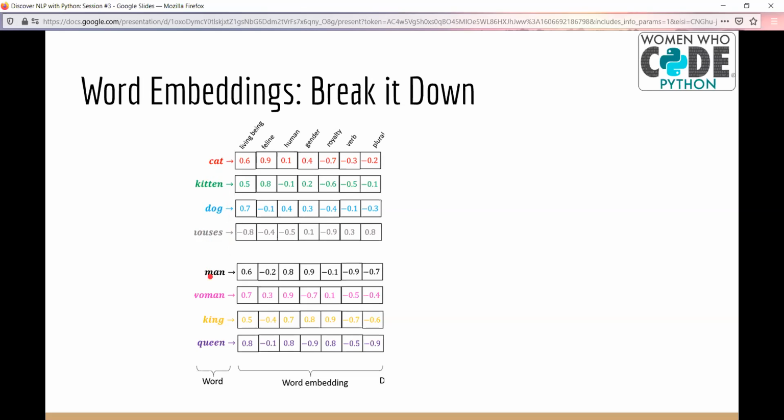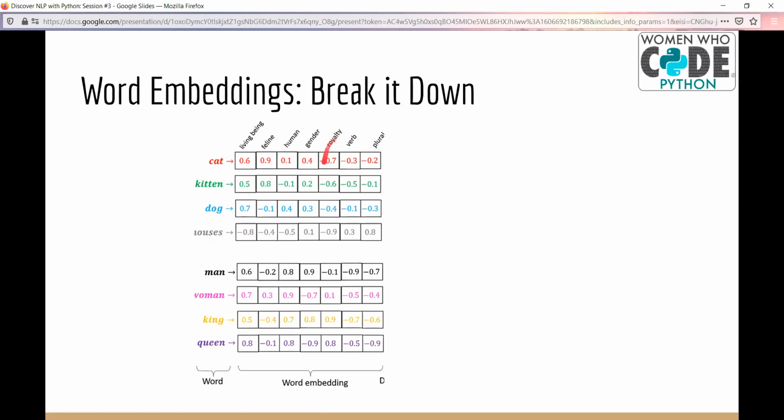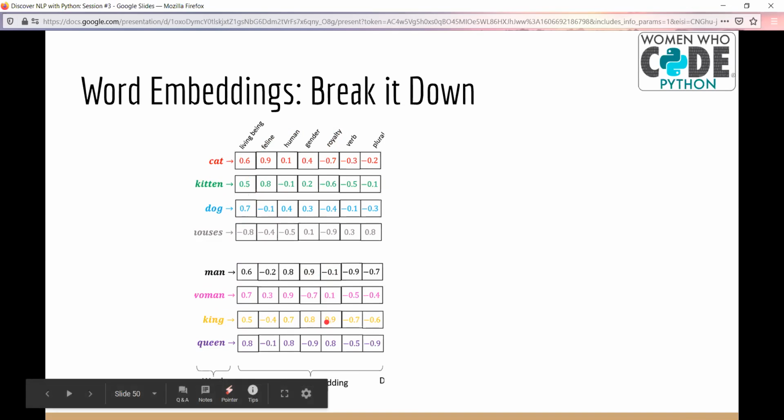And now let's talk about men, women, king, and queen. In this case, you can see that the first feature, which is living being, would be almost the same for each of these words because all of them are living beings. Let's talk about something that is different for each of the words. So let's talk about royalty. Man would have a negative number here because the royalty feature would not be seen in the man. It's a term used for the king and queen, so that's why the number for king and queen is high, and it's low for men and women.